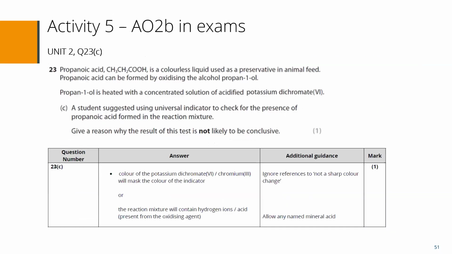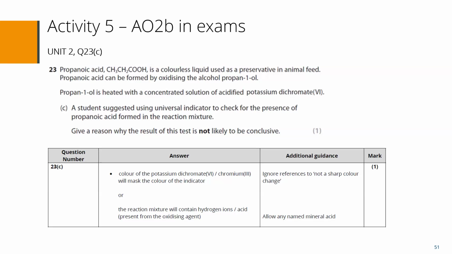Okay, the next question. These questions, by the way, were all taken from the June 2019 exam series. Every question that appears on this presentation is from the June 2019 exam series. Right, we've got propanoic acid, a colourless liquid, a preservative and animal feed. It can be formed by oxidizing propan-1-ol.